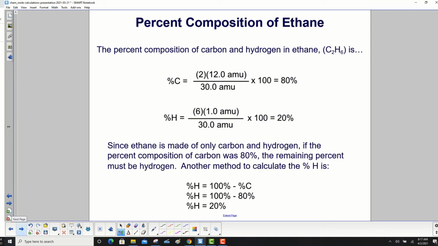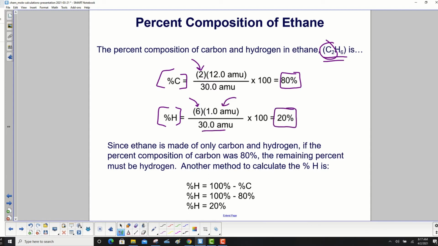Here's an example. The percent composition of carbon and hydrogen in ethane, which is C2H6. So the percent of carbon will be 2, we have 2 atoms here, times its atomic weight, 12 AMU, divided by the atomic weight of ethane, which is 30 AMU. Multiply by 100, and we get 80%. For hydrogen, we have 6 hydrogens, atomic weight 1 AMU, divided by 30 AMU, times 100, and we get 20%.